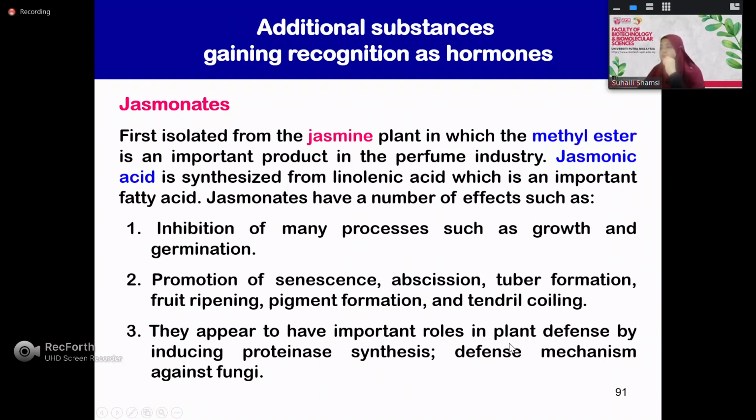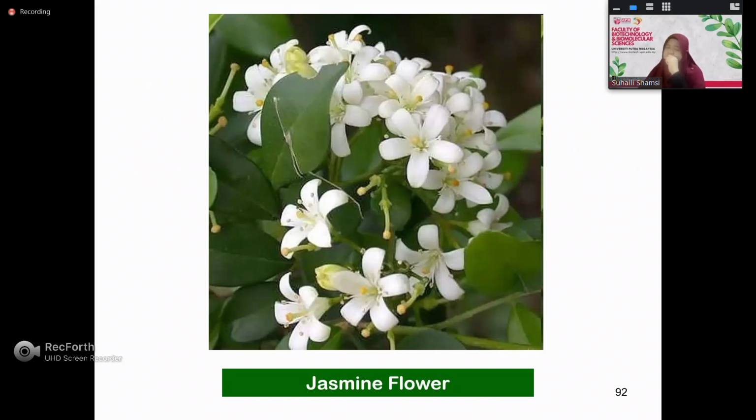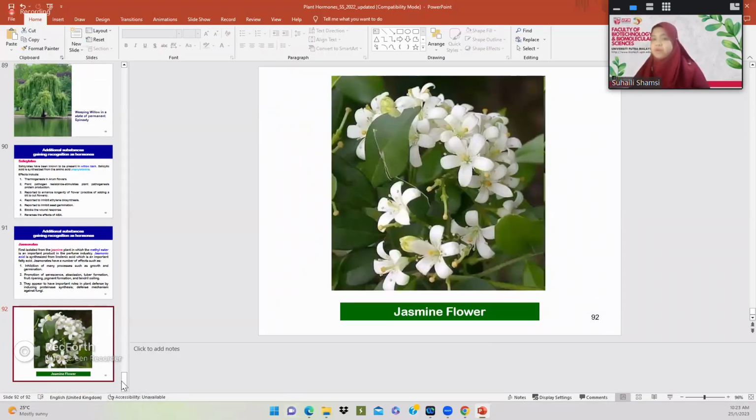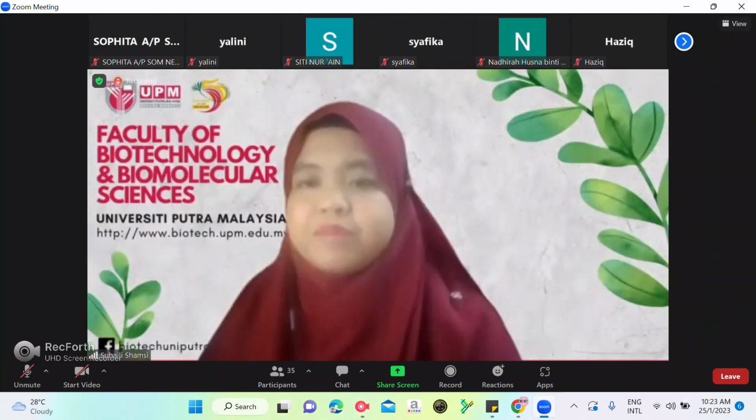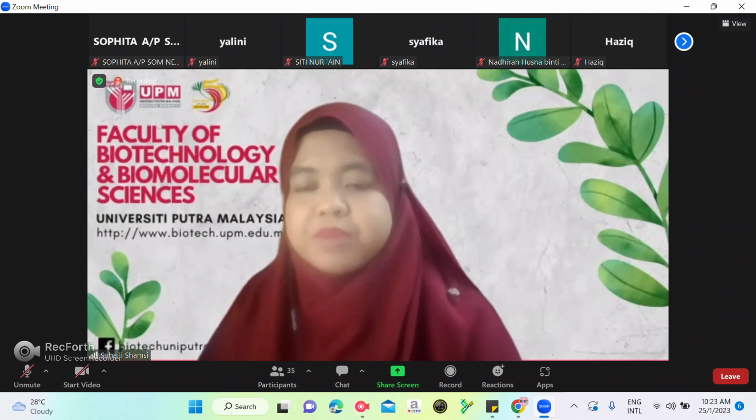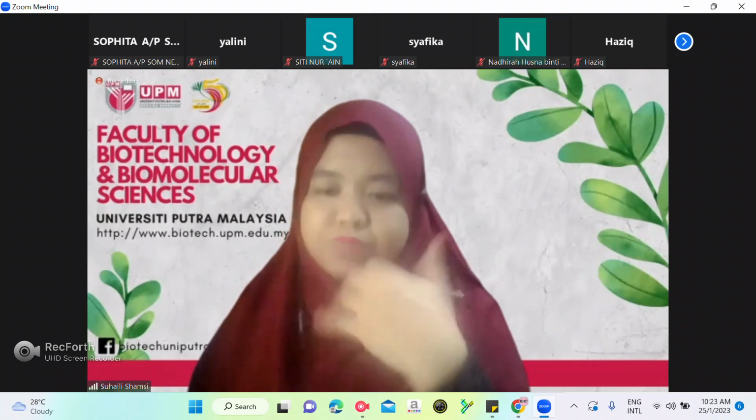They appear to have important roles in plant defense by inducing proteinase synthesis, just like abscisic acid, as a defense mechanism against fungi. So this is the jasmine flower, and from the jasmine flower is where jasmonic acid was first isolated. Right. So that's about it for our plant hormones. I don't really stress a lot on the other hormones, despite there being five hormones that are important.